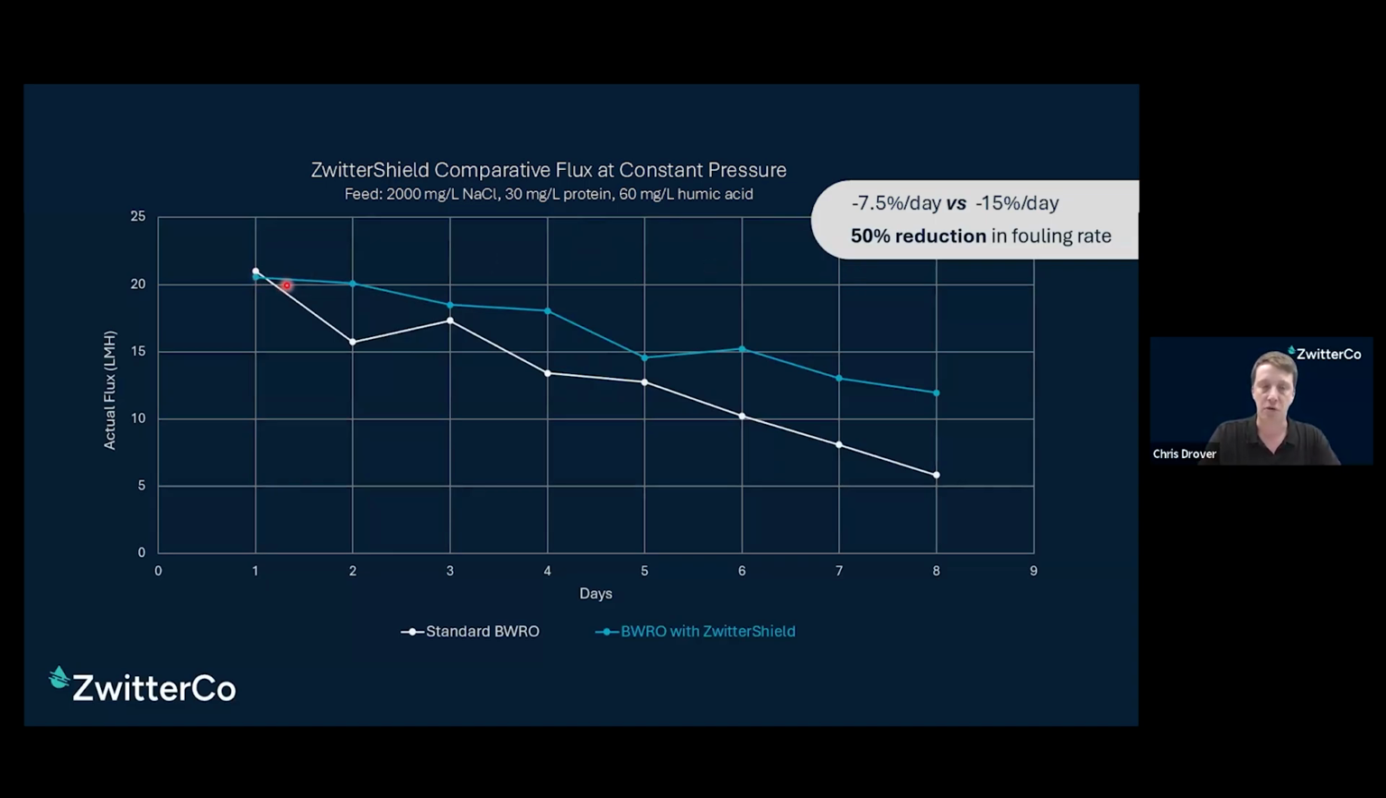And you can see that the fouling rate in the standard RO membrane is double what it is in the ZwitterShield membrane. And that continues throughout the course of the experiment. So even 6 or 7 days in, when the standard membrane is running at a considerably lower flux, it's still declining at a higher rate than the membrane with the ZwitterShield. This is, basically, when you translate this to the real world, how you're able to manifest things like a less frequent CIP schedule, lower operating pressure, and the other operational improvements that Umang is going to share with you later on.